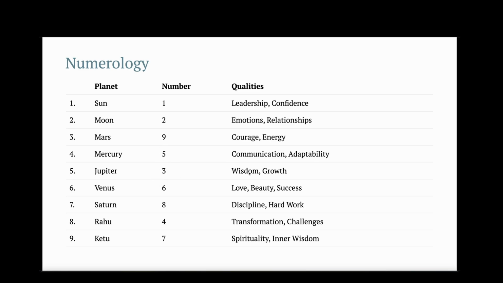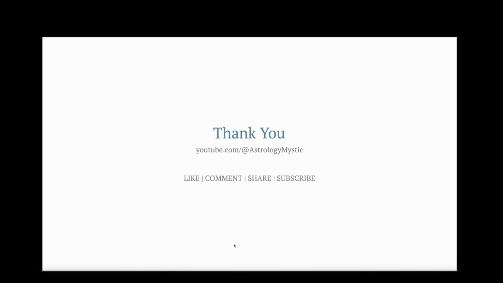Jupiter number 3, qualities are wisdom and growth. Venus number 6, qualities are love, beauty and success. Saturn number 8, qualities are discipline and hard work. Rahu number 4, qualities are transformation and challenges. And Ketu number 7, qualities are spirituality and inner wisdom. That's all about the characters and properties of the planets.